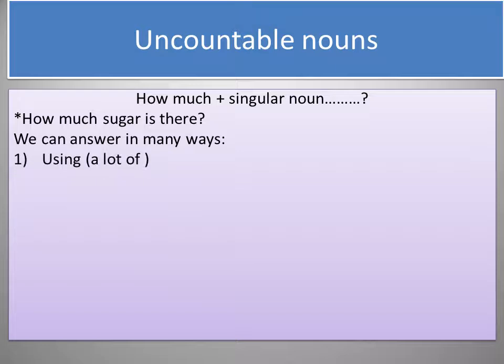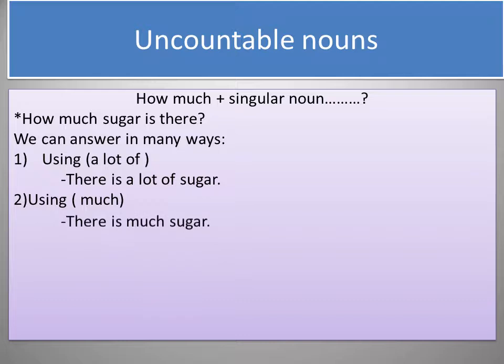First one, we can use a lot of. There is a lot of sugar. Second, we can also use much to answer this question, like, there is much sugar.